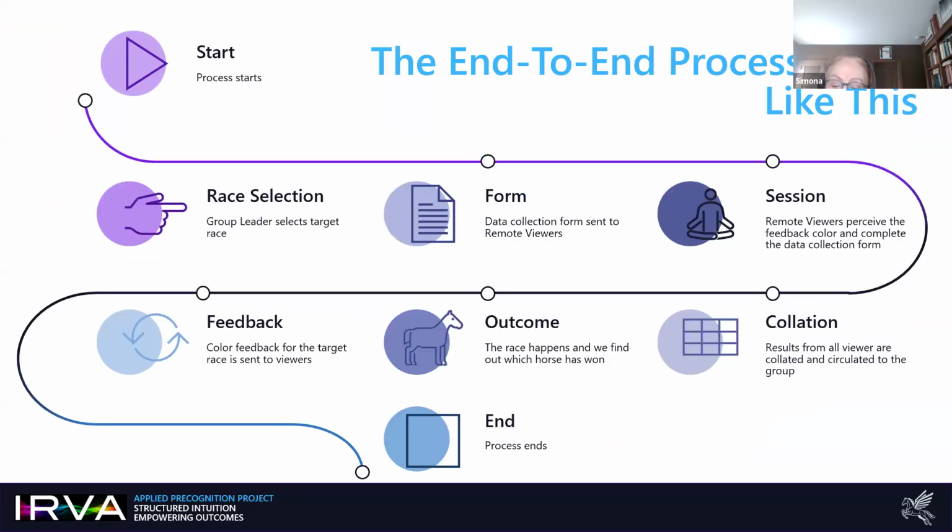Now, so this is what the end-to-end process looks like. Towards the end of the week, I select the target race. There's a bit of science that goes into that. So the idea is to get a race that has a decent amount of interest.